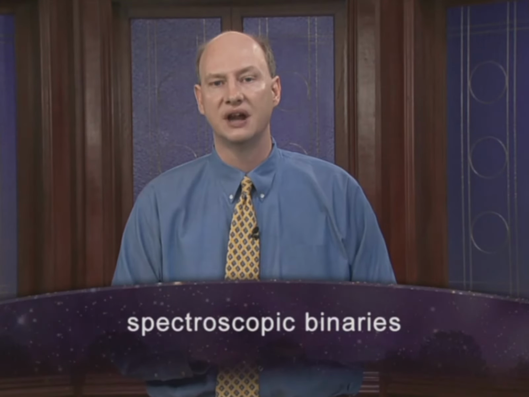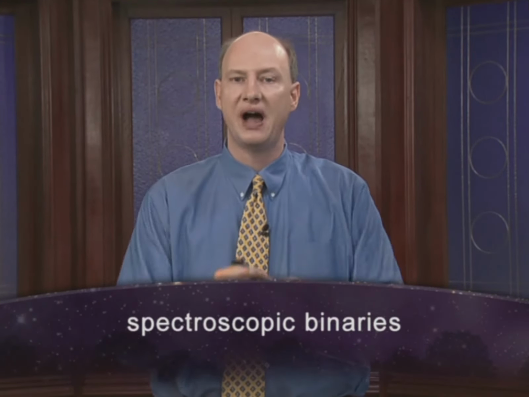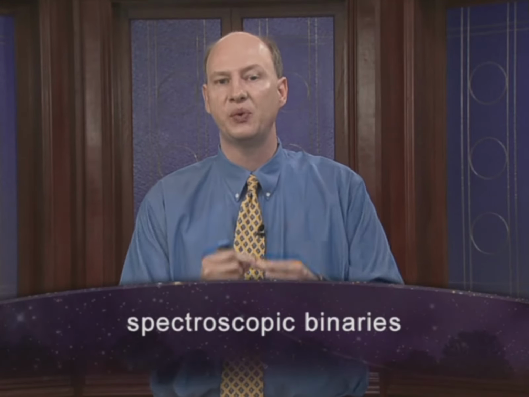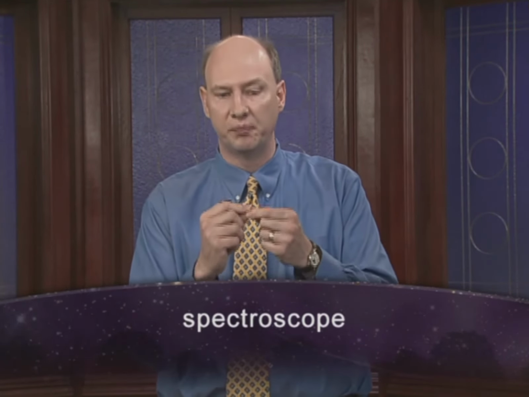Another kind of binary star that we'll talk about in this course are spectroscopic binary stars. In a spectroscopic binary star, the two stars are so close together that we can't separate them. Even through a large telescope, they look like a single star. But we can tell that these stars are double by using a spectroscope to break the light from the star into its component colors, just as a prism breaks white light into a rainbow.